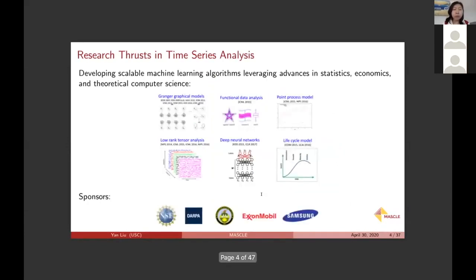And when we look at specific applications, we try to make sure that we consider the special properties of each application, but at the same time leverage recent advances in statistics, economics, theoretical computer science, and many others in order to develop the most appropriate model. Here are just some examples. For example, we have developed the Granger graphical model, functional data analysis, point process, and so on. So next, I'm just going to highlight two major works along this line.